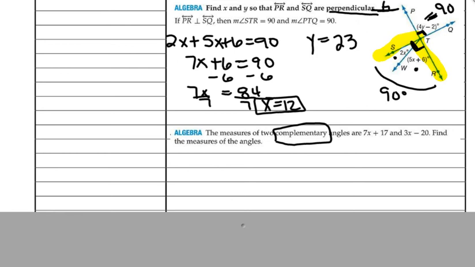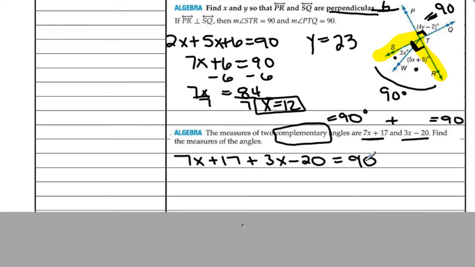So we've got two steps here. Find x and then substitute x back in to find out what the measures of each angle is. So complementary means that their sum, the angle sum, is 90 degrees. So that means this angle plus this angle equals 90 degrees. That's what complementary means. So we will set up our equation to reflect this. Angle 7x plus 17 plus 3x minus 20, they have a sum of 90 degrees.